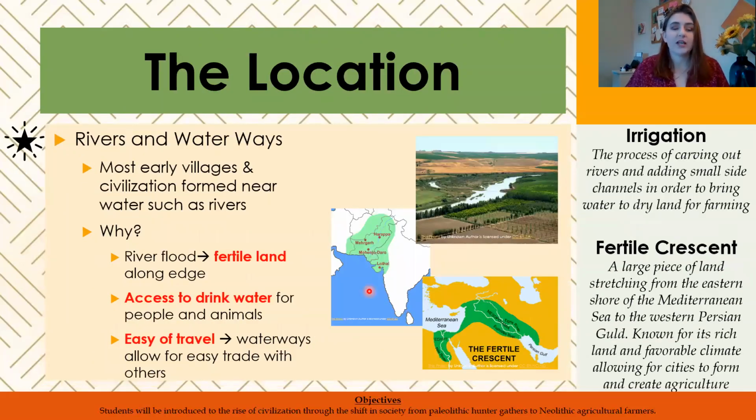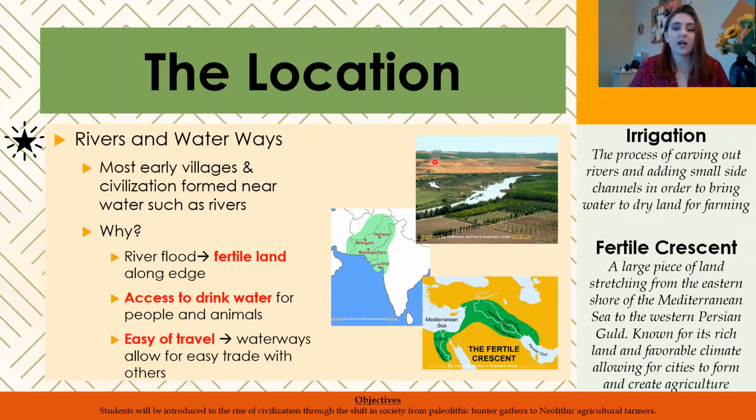So where exactly would this take place? Well, a lot of early civilizations took place along rivers and waterways. And why was that? First off, you would have river flooding, which would allow for a large portion of fertile land along the edge. So these rivers would flood for a period of time, and then when the waters recede, you have this rich, earthy soil that was perfect for planting.